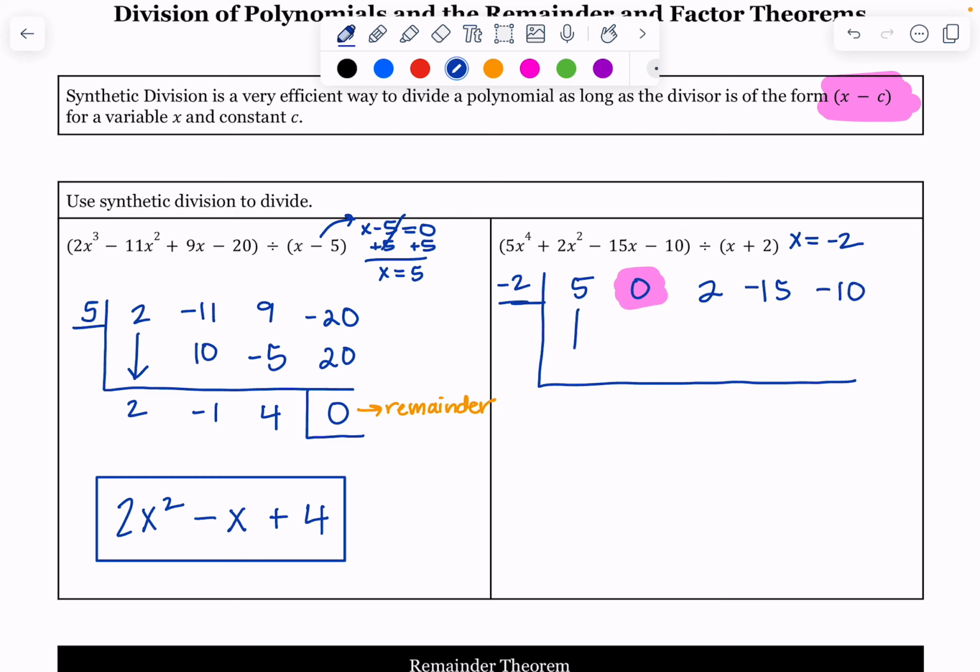Okay, so we're going to drop the first term. To get our next term, we're going to multiply negative 2 times 5, and we get negative 10. I'm going to add down, and I get negative 10. I'm going to multiply negative 2 times negative 10, and I get 20. I'm going to add down, and I'm going to get 22. Multiply negative 2 times 22, and I get negative 44. I'm going to add down, and I get negative 59, I think.